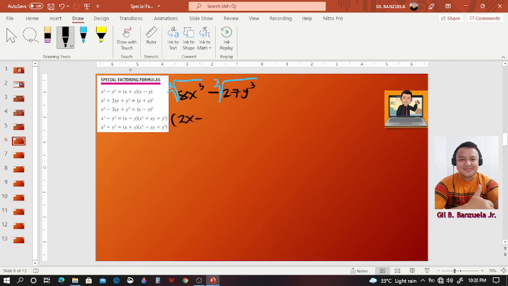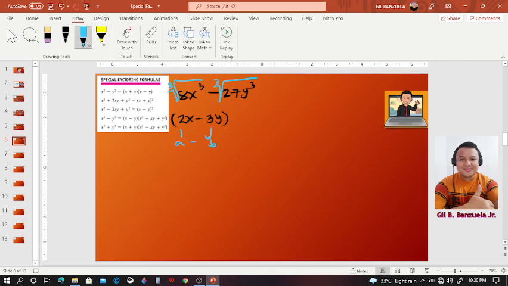Then automatic, simply copy the minus sign and the cube root of 27. So again, what times what times what for you to have 27? That is 3 times 3, 9 times 3, 27. So therefore, the cube root of 27 is 3. And what times what times what for you to have y cubed? Of course, y. Again, this is our A and this is our B.